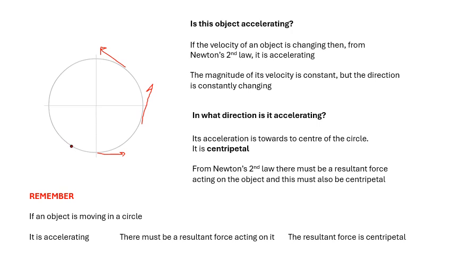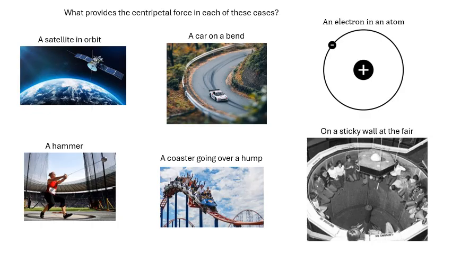Okay, remember, if an object is moving in a circle, it is accelerating, there must be a resultant force acting on it, and the resultant force is centripetal. In other words, it is towards the center. The resultant force is towards the center. So, examples of this resultant force. Well, what provides the centripetal force in each of these cases? Pause the video and have a think about it for yourself, and I'll tell you the answer now.